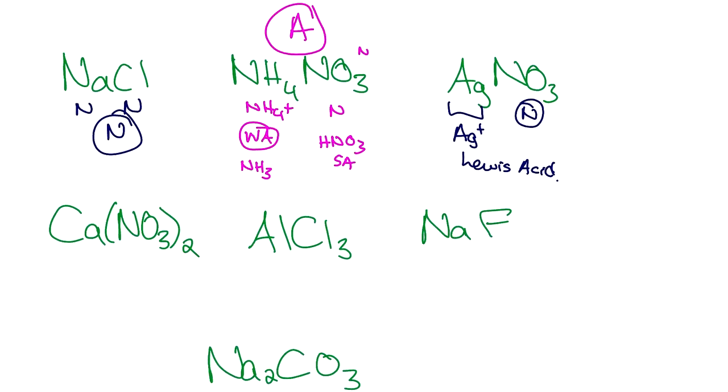Okay, next one, calcium nitrate. Is there one we can ignore? It's the nitrate. All right, nitrate, that is pH neutral. What about calcium? It is a group what metal? 2A, so it's going to be neutral as well, yes. Because calcium hydroxide is a strong base, so calcium 2+ is going to be a neutral salt.